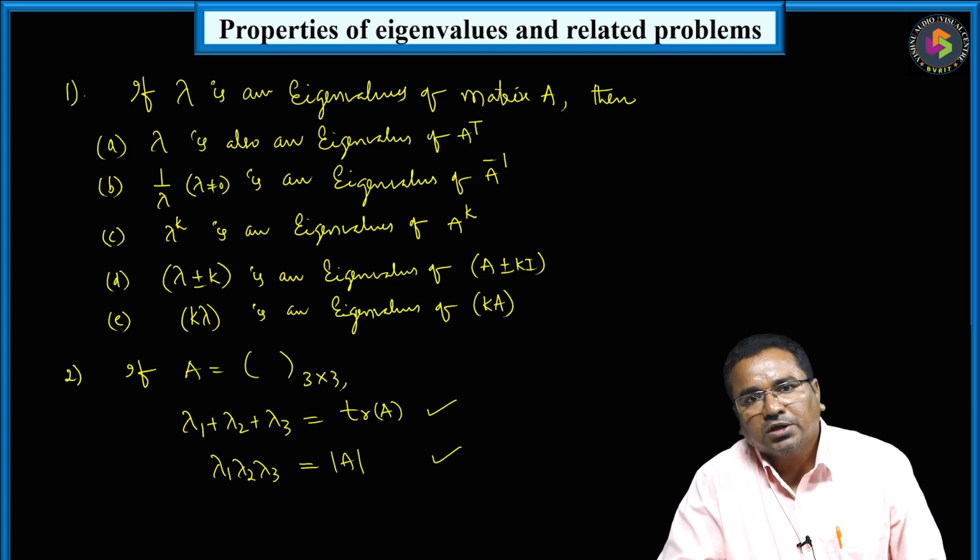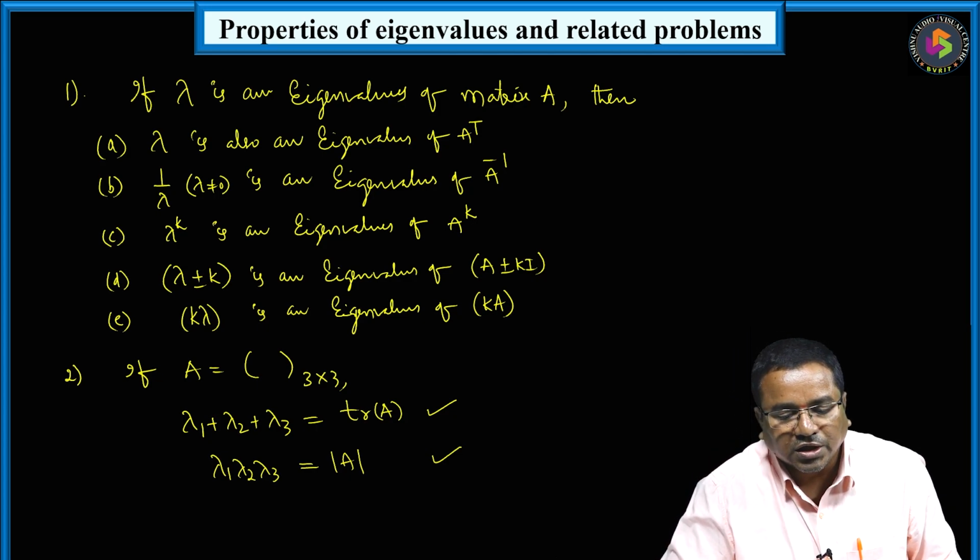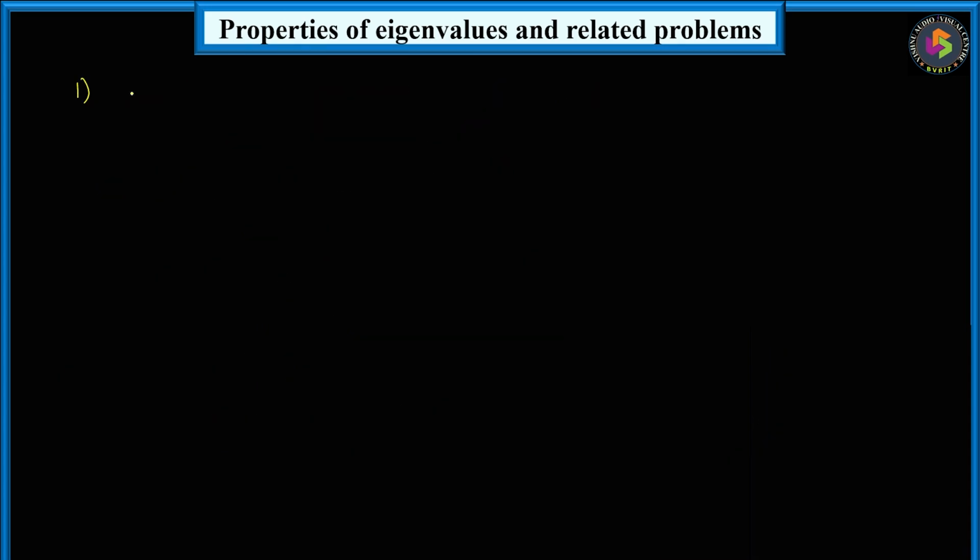Now we will move to the problems related to the properties of eigenvalues. If A is a square matrix of order 3, with rows 3, -1, 1; -1, 5, -1; 1, -1, 3.